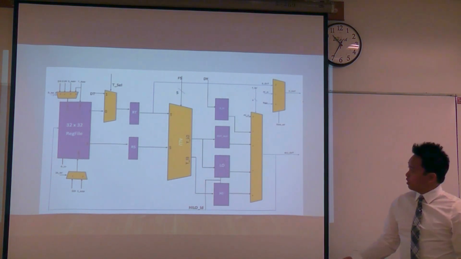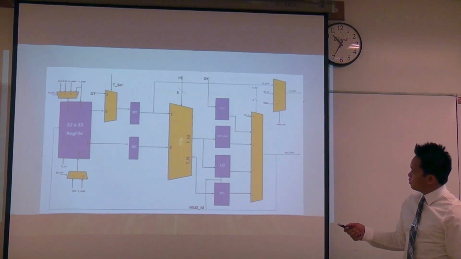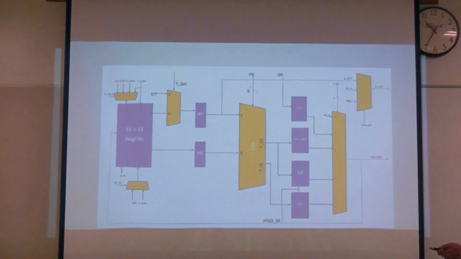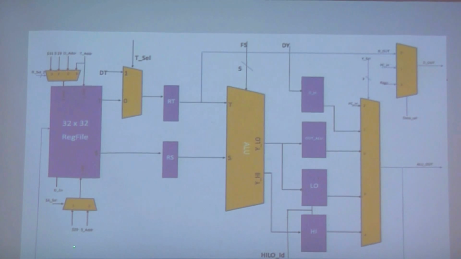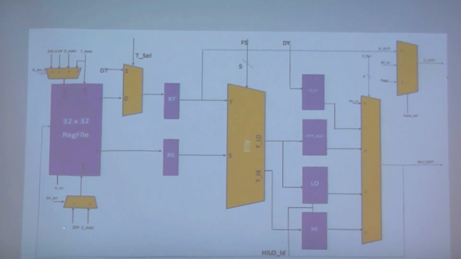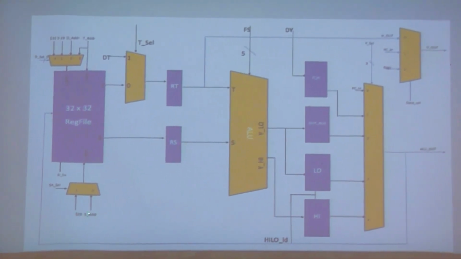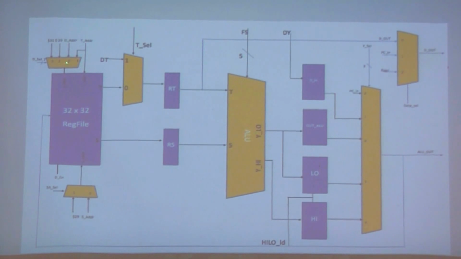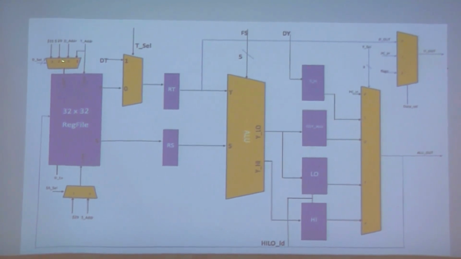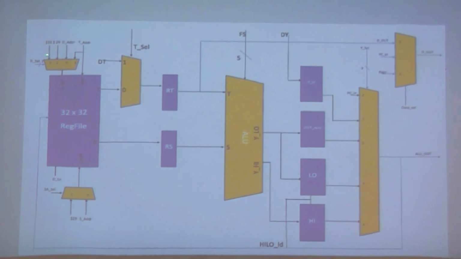And in the integer data path, we have a 1-bit mux that allows us to choose between the stack pointer or the S address. We have a mux here to choose between using D address or T address as the destination, or we can also use the stack pointer or the return address.